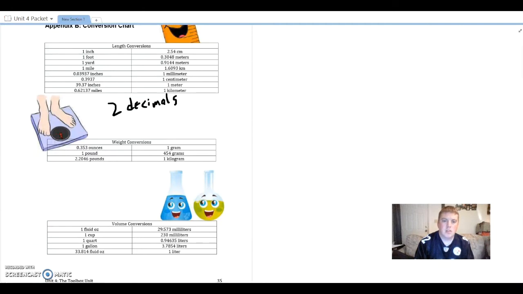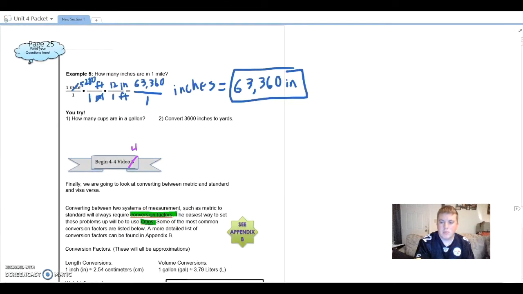Now for these conversions from standard to metric and metric to standard, it is not going to be required that you have these memorized. You will be given appropriate conversion factors for your mastery checks, and you can use this packet anytime that you are working on the practice to help you out. So let's go ahead and jump back to our examples.